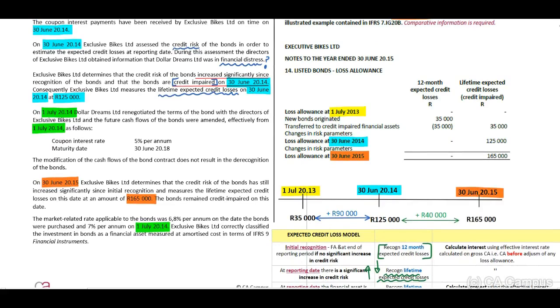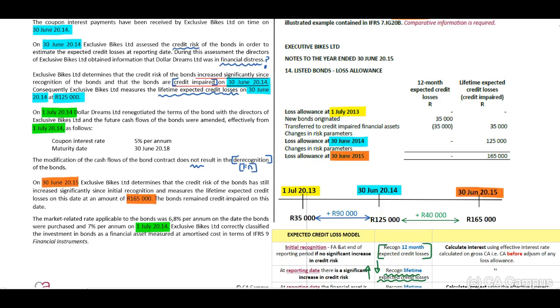On 1 July 2014, Dollar Dreams Limited renegotiated the terms of the bond with the directors of Exclusive Bikes Limited, and the future cash flows of the bond were amended effectively from 1 July. In the next paragraph, the modification of the cash flows of the bond contract does not result in a derecognition of the bond. Therefore, this will not result in a derecognition of the financial asset in Exclusive Bikes Limited's records.